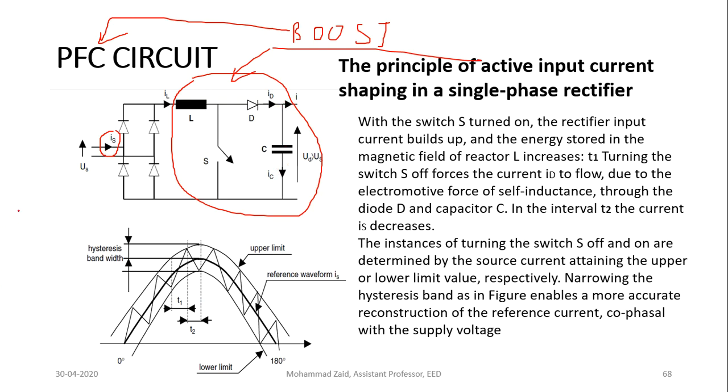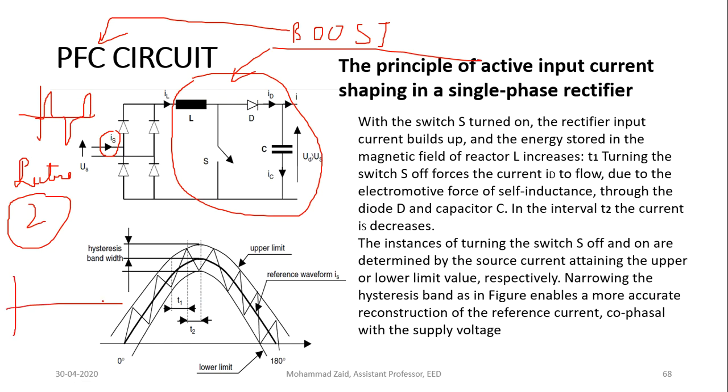For more reference you can go to lecture 2, where I have explained in detail why the diode rectifier bridge does not have a sinusoidal current. In fact the current is this peaky current. We don't want this peaky current, but we want the current to be like this, a sinusoidal current.